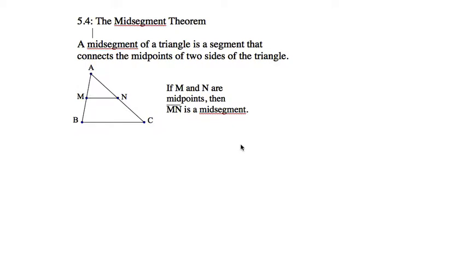In section 5.4, we're learning about the midsegment theorem. Now, a midsegment, by definition, is a segment in a triangle that connects the midpoints of two of those sides. So in this case, if M and N are my midpoints, so AM and MB would be the same, AN and CN would be the same, and I connect them, then MN is what we're calling the midsegment.